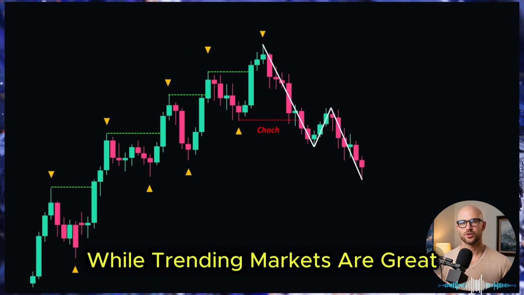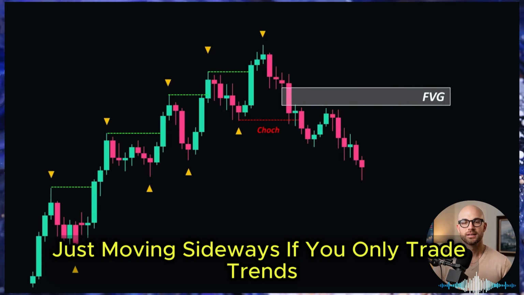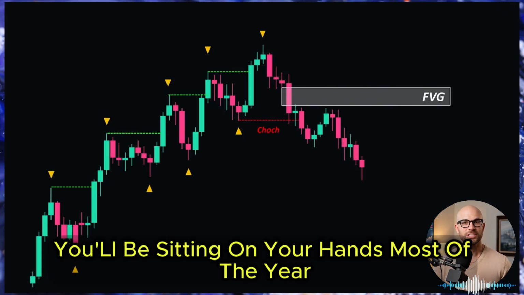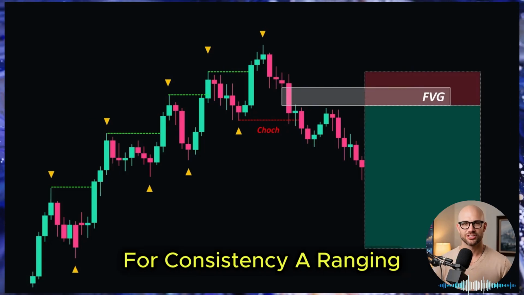While trending markets are great, the reality is that the market spends a massive amount of its time just moving sideways. If you only trade trends, you'll be sitting on your hands most of the year. That's why learning to trade a range is crucial for consistency.